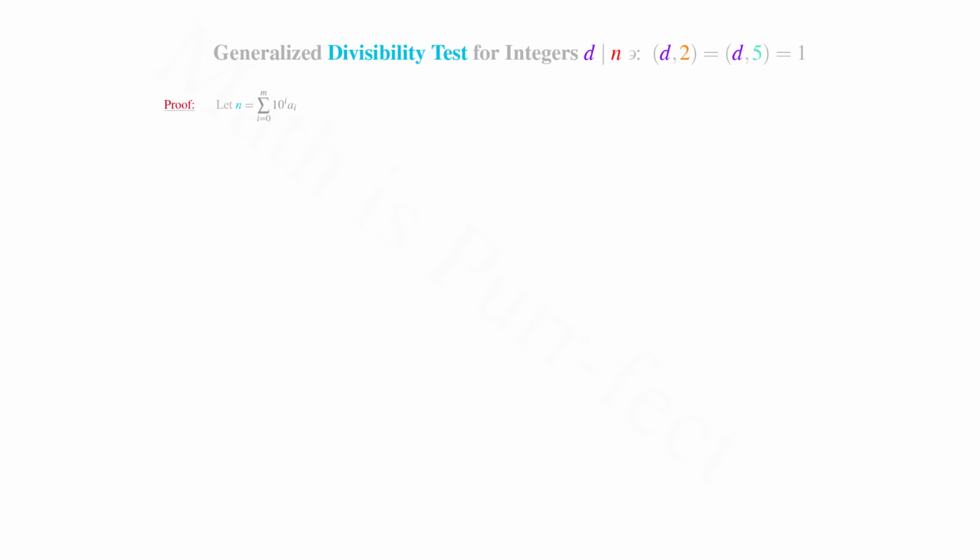So let n be the sum, as our index counts from 0 to m, of 10 to the index times a sub index, that is a sub m times 10 to the mth power, plus a sub m minus 1 times 10 to the m minus first power, plus dot dot dot, plus a sub 1 times 10, plus a naught. I'm expressing the constant coefficient a naught in yellow of this polynomial in 10.